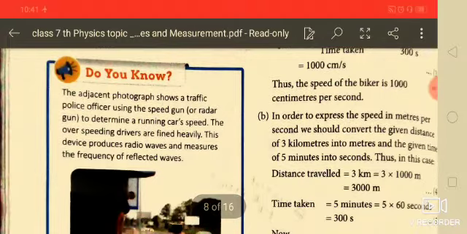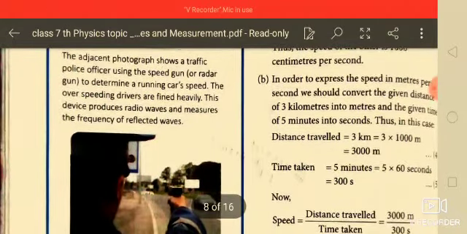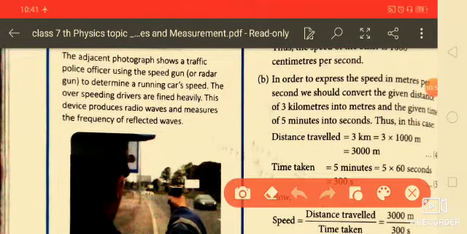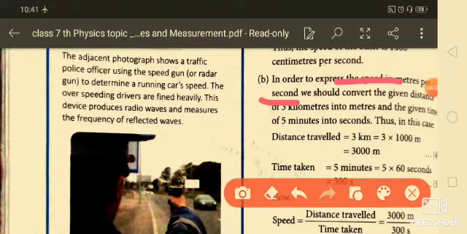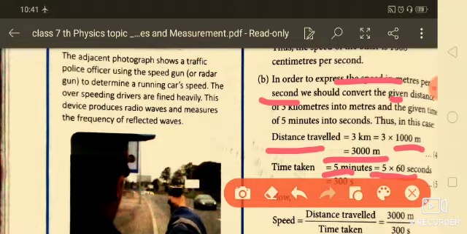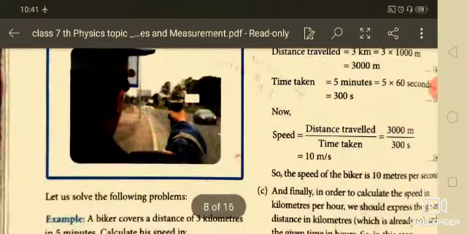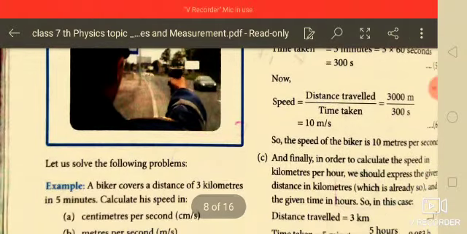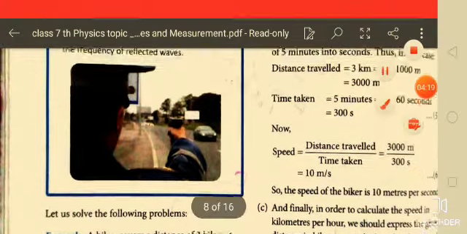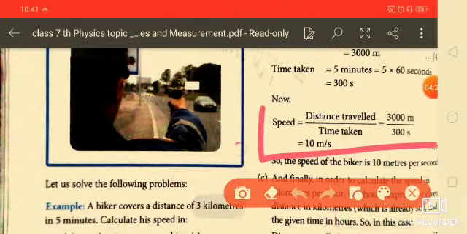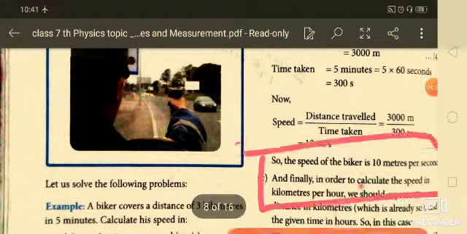Now students, in order to express the speed in meters per second, we should convert the given distance. See here, the distance traveled is 3 kilometers, so you will convert it into 3000 meters, and the time taken is 5 minutes. You will convert it into seconds. So 5 into 60, 300 seconds. Now speed is distance traveled divided by time taken. So you will divide, and you will find 10 meters per second.